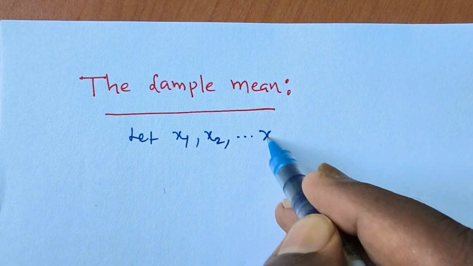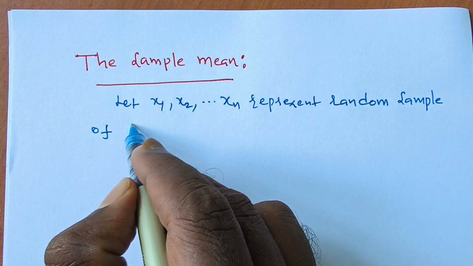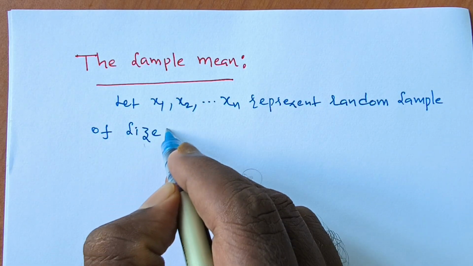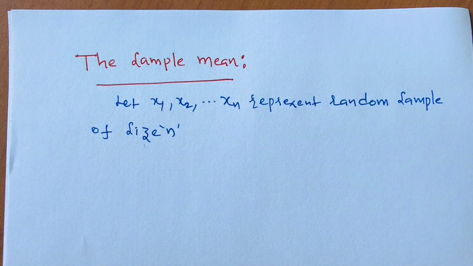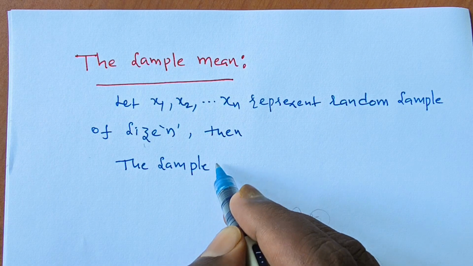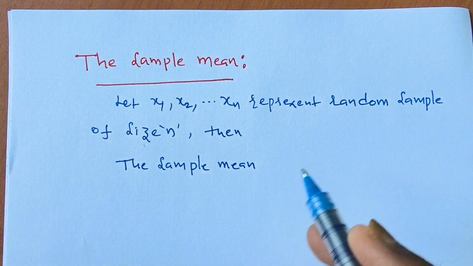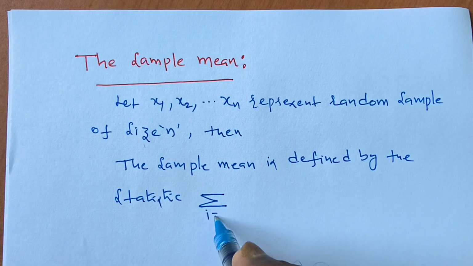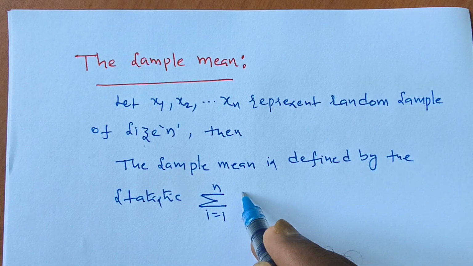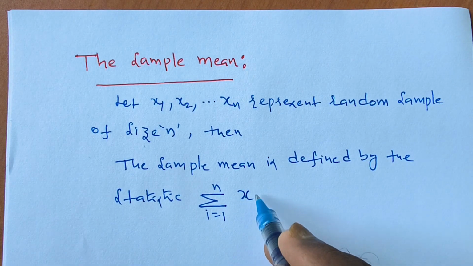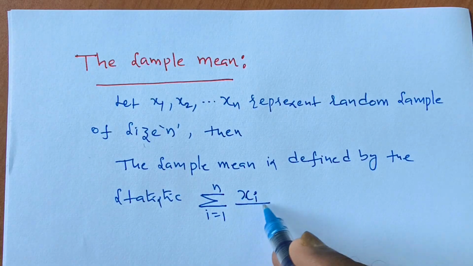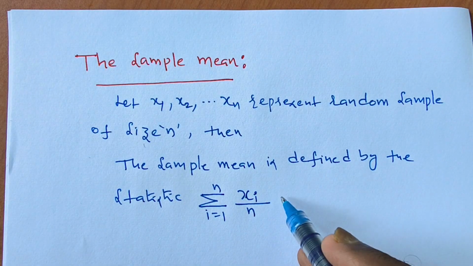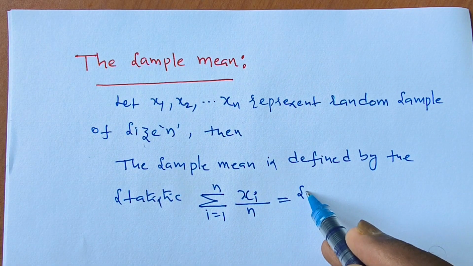Now, what is sample mean? We have taken the samples x1, x2 and so on xn, which are random samples of size n. Then the sample mean is defined by the formula summation i equals 1 to n of xi divided by n. What is xi here? The xi's are the given random samples.